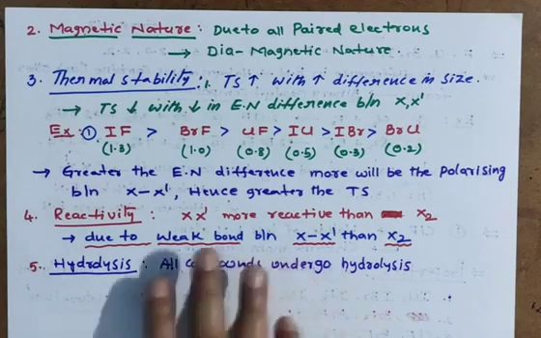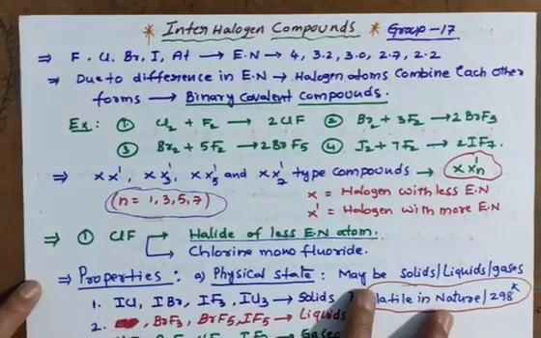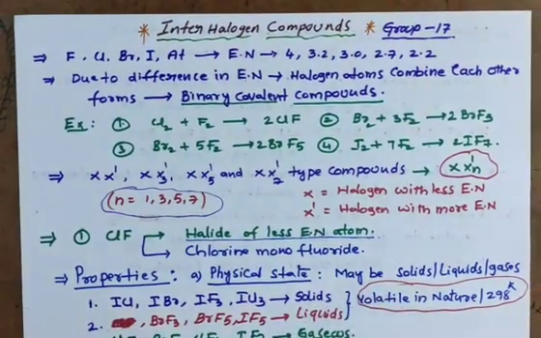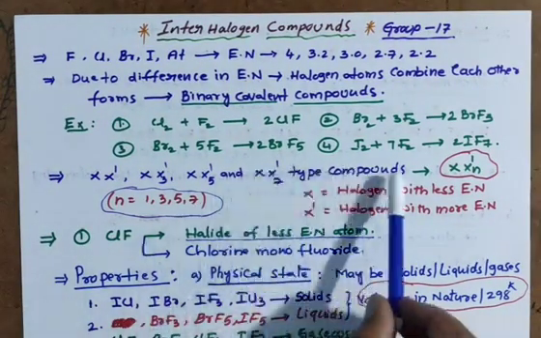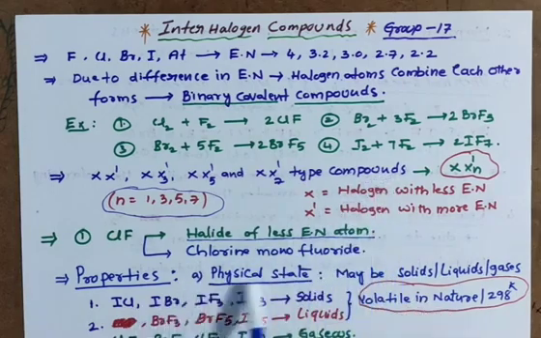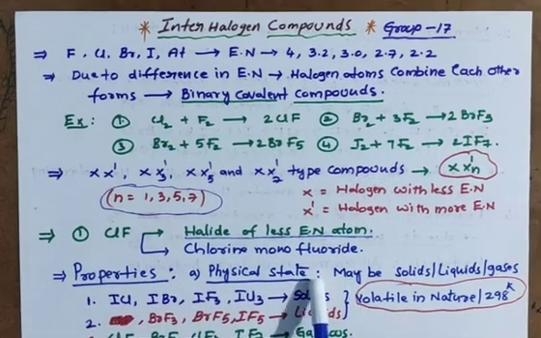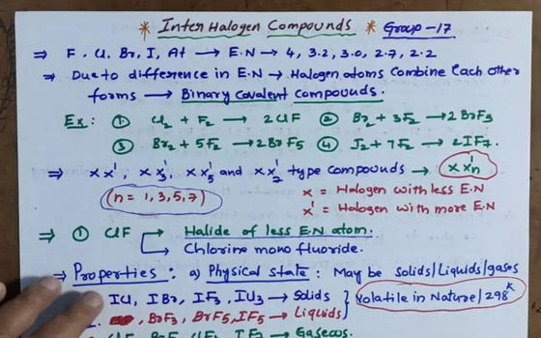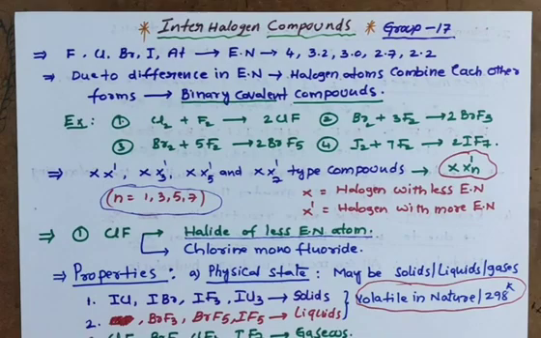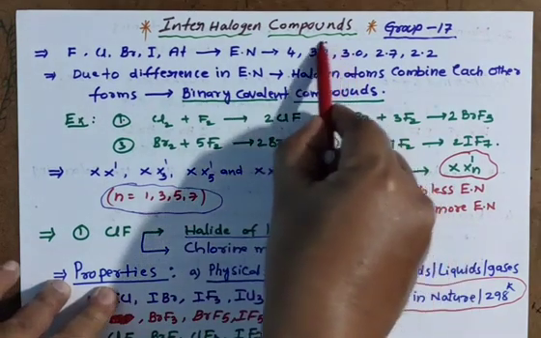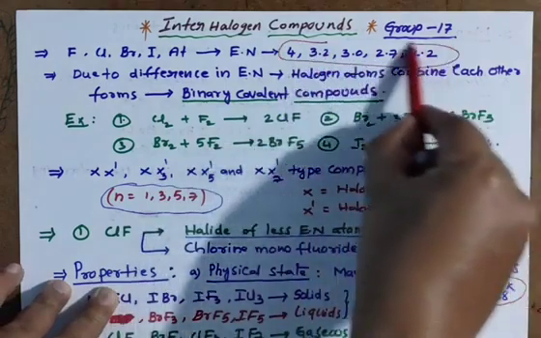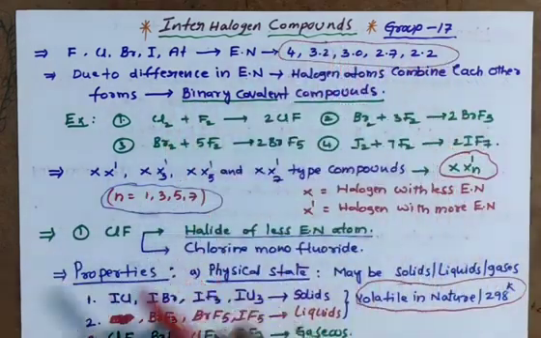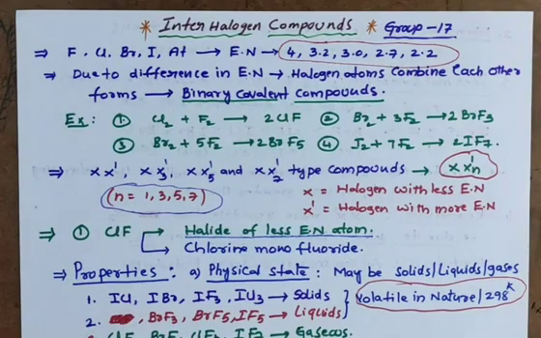So here we discussed how to prepare interhalogen compounds and the properties of interhalogen compounds, the physical properties, and these electronegativity values you also have to remember. Very important. Just recall the electronegativity values 2-3 times, then it is easy.